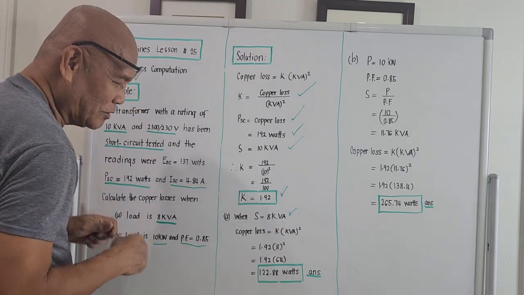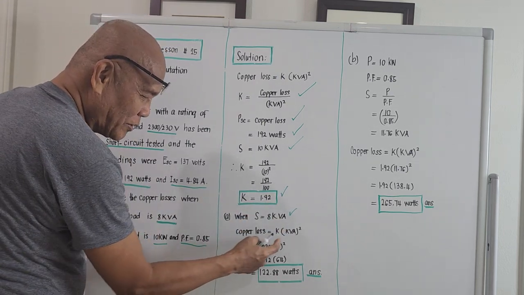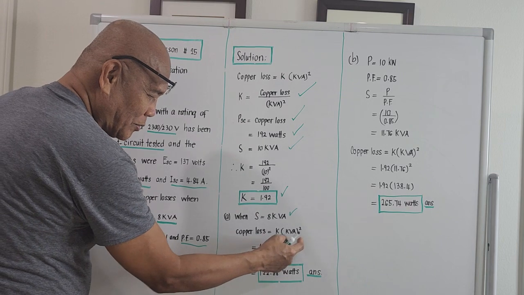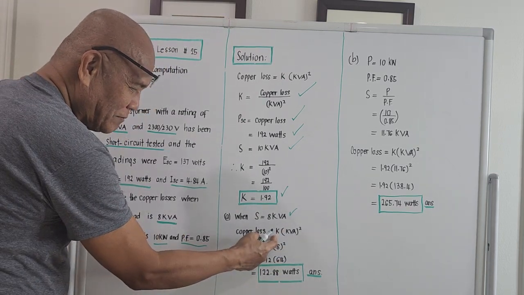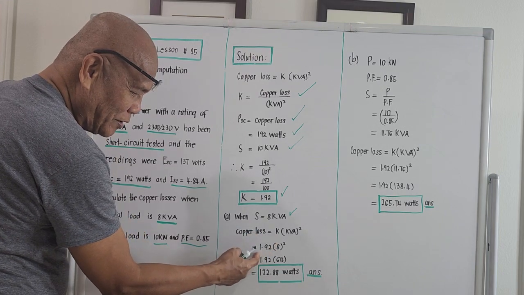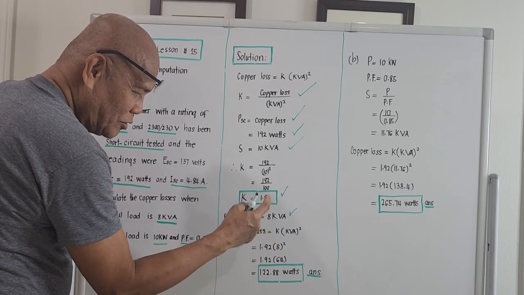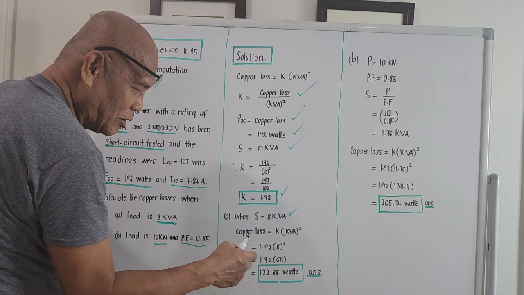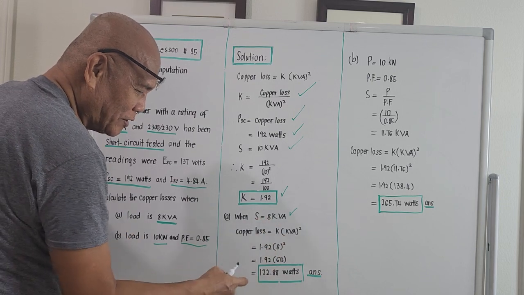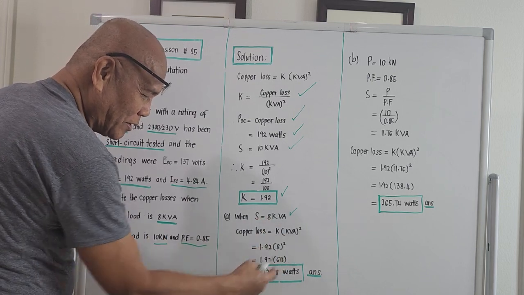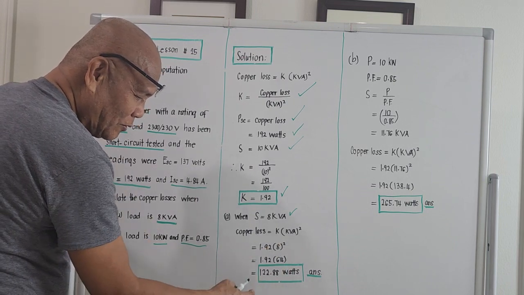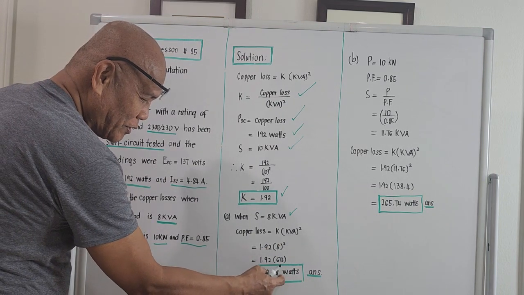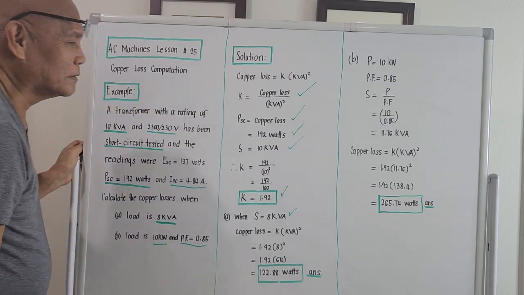So again, by using the same formula, copper loss equals K times the square of kVA. We now know K, right? So this is 1.92. The new apparent power or percentage load output is actually 8 kVA. So this should be 8 quantity squared. 1.92 times 64. What comes out is 122.88 watts.